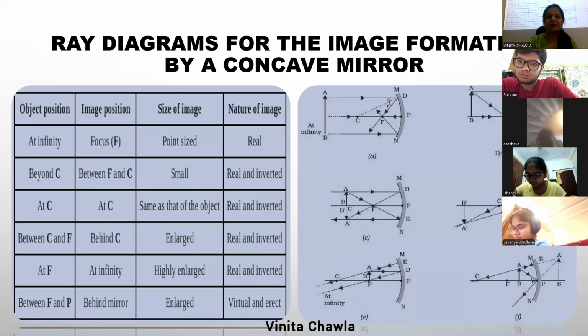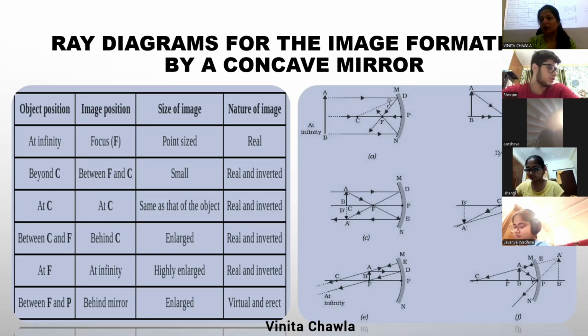You can see in this table, we have a real image every time. There is just one case where we get a virtual and erect image, and that is the case when the object is placed between pole and focus. This is the only case where we get a virtual image. Clear? All these ray diagrams we have done already.